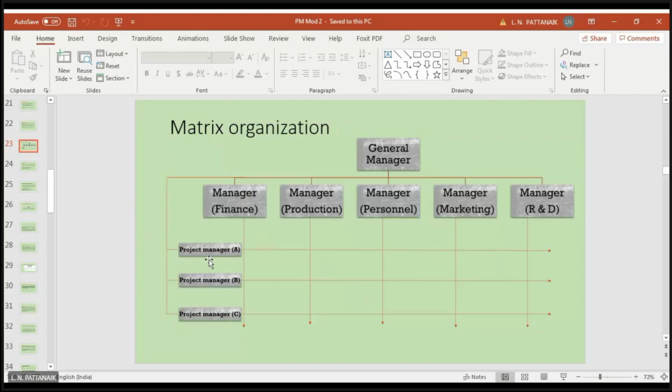For example, suppose there is a project going on in some location, let us say Himachal Pradesh. The project is going on, right? That is project A. So the project manager will be responsible for that, and he will be deputed with some staff.